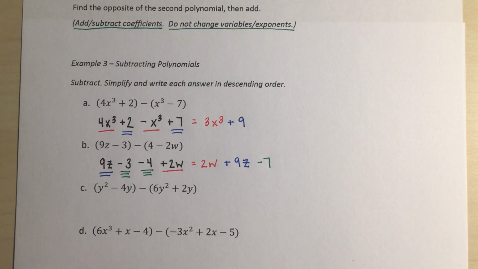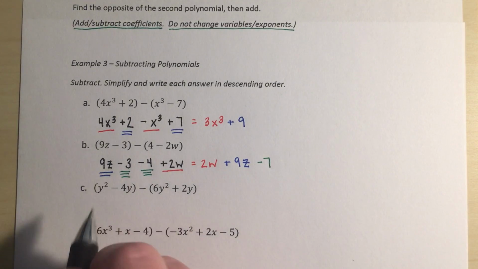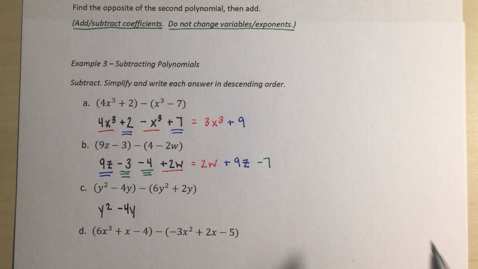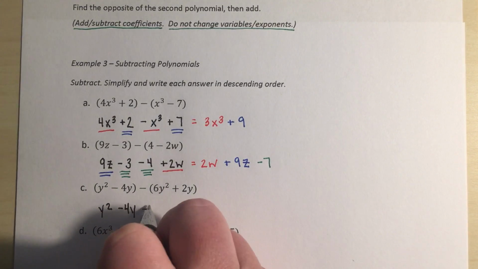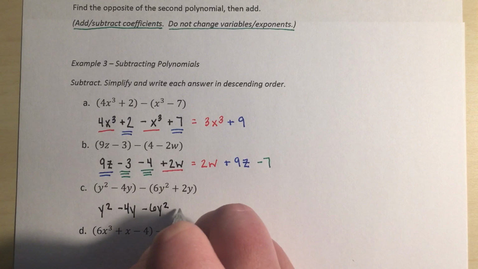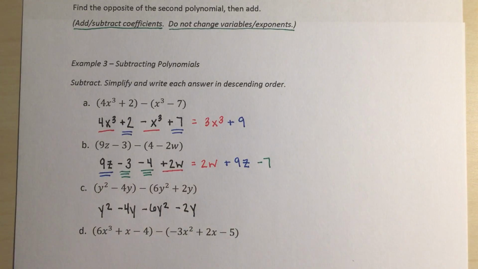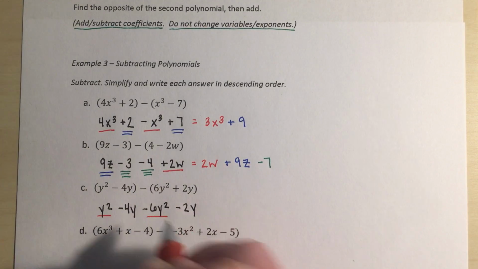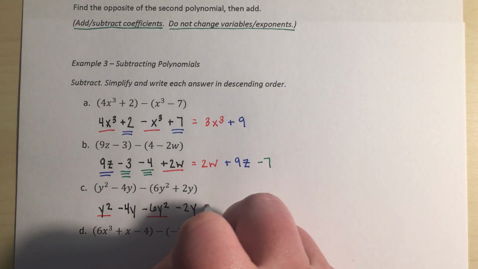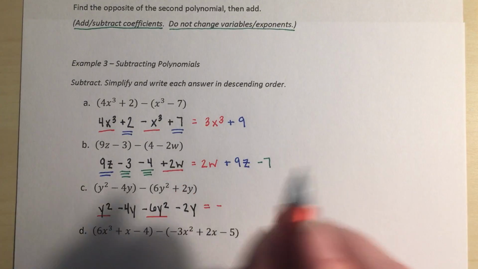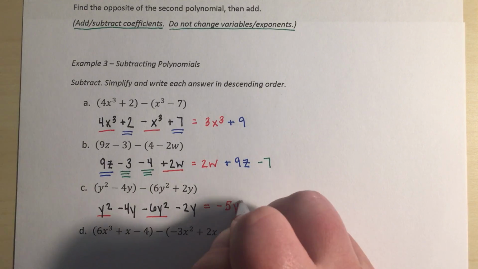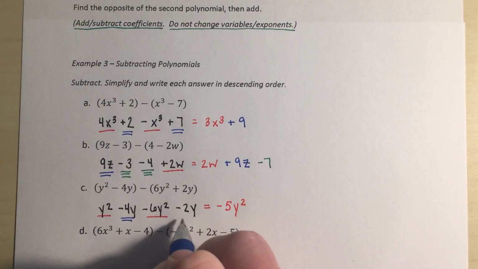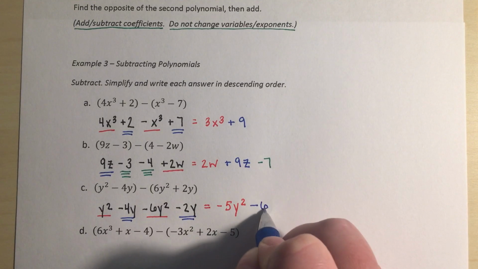All right, so for C, again, we're going to start by distributing our negative sign on our second polynomial. Our first one is going to drop straight down. Y squared minus 4y. Our positive 6y squared is going to turn to negative y squared. Our positive 2y is going to turn into a negative 2y. Then we're going to combine our like terms, highest degree terms first. So a positive 1y squared and negative 6y squared. Subtract, our larger number is negative, so we get a negative 5y squared. And then our negative 4y and negative 2y are going to give us a negative 6y.